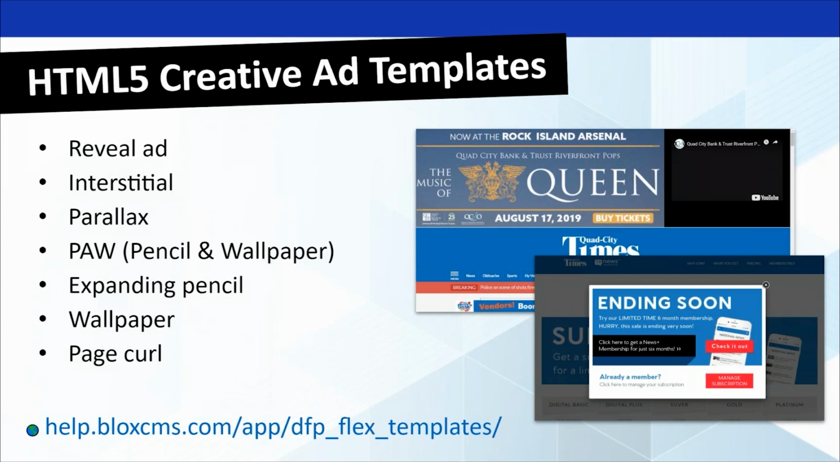So we have a reveal ad, which is that expanding big ad at the top of the screen. Interstitial ads, parallax ad, the old paw, which is a pencil and wallpaper combination, so a strip across the top and an ad that appears on both sides of the main content area. Just a standalone expanding pencil and a standalone wallpaper version, and a new page curl position as well that can be added to the sites. So these are all now available.